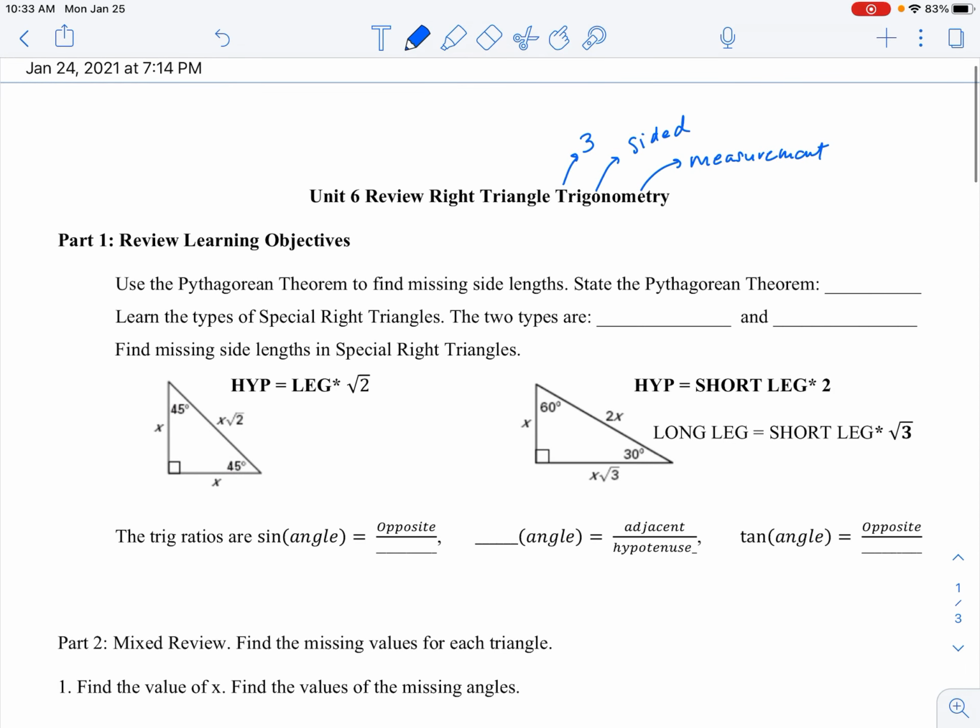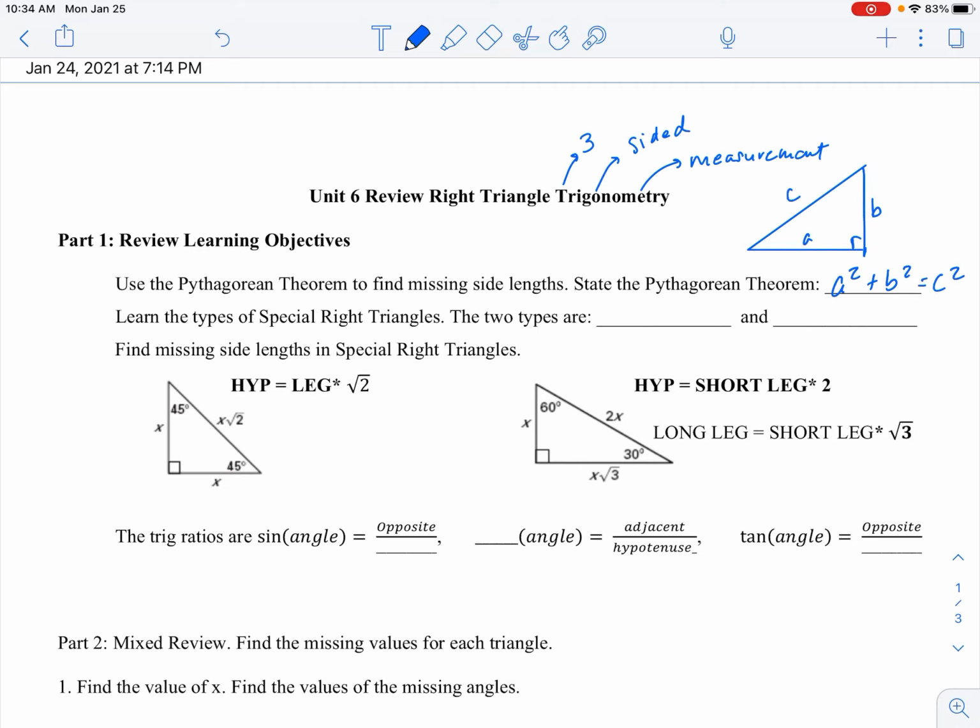Okay, so if we have a right triangle, that means that one angle is 90 degrees. And we would label the legs A and B and the hypotenuse C. And then the Pythagorean theorem says that A squared plus B squared equals C squared.